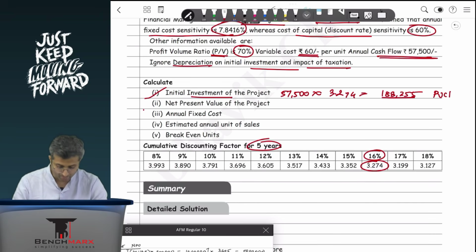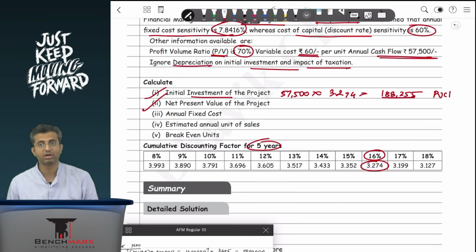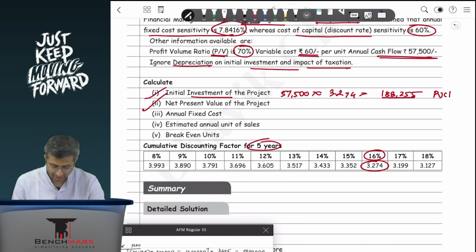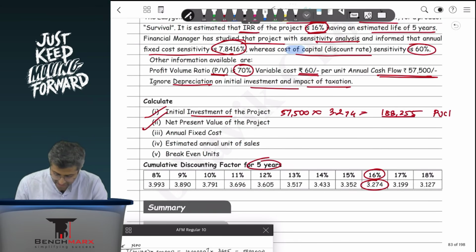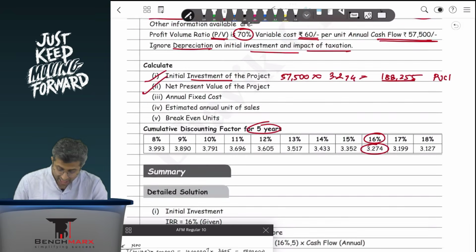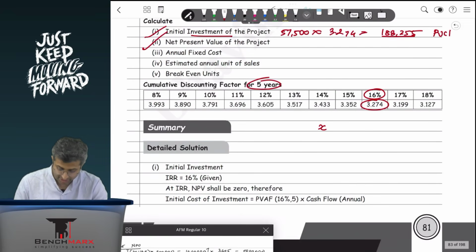Second, NPV of the project. Now NPV of the project, one can say PVCI minus PVCO, but that PVCI has to be calculated using cost of capital. I don't have the cost of capital, but I've been told that the cost of capital sensitivity is 60%, which means if my existing cost of capital is X, if this increases by 60%, that is, it becomes 1.6x, then my NPV will become 0.